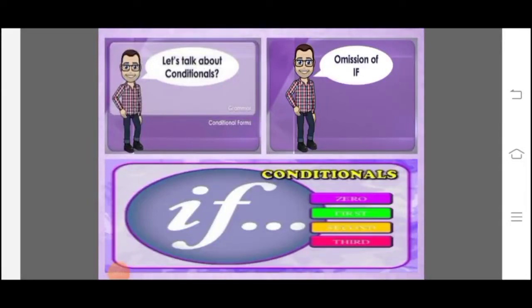Hi everyone. As you know, in English grammar, there are 5 types of conditionals. Zero conditional, first conditional, second conditional, third conditional, and the mixed conditional. Now let's talk about first conditional.